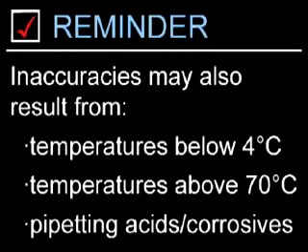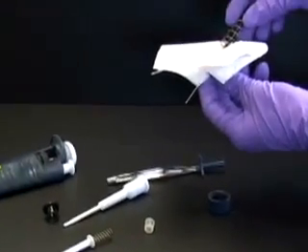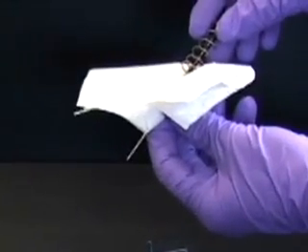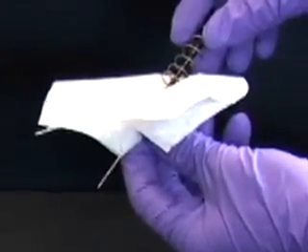Two final things that decrease the accuracy and precision of the pipette involve pipetting samples below 4 or above 70 degrees Celsius and using the pipette with acids and corrosives. If you absolutely must pipette an acid or corrosive, then you should disassemble the pipette immediately to inspect and clean the piston, shaft, seal assemblies, and O-rings.